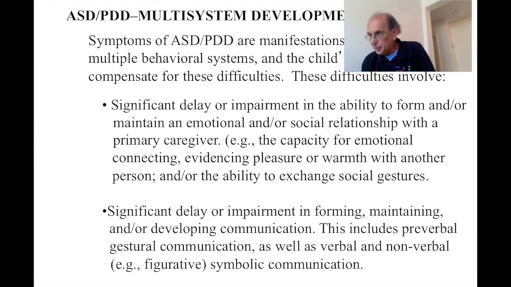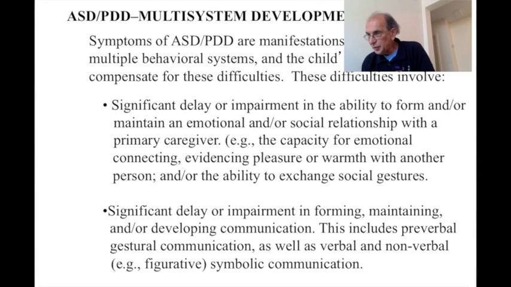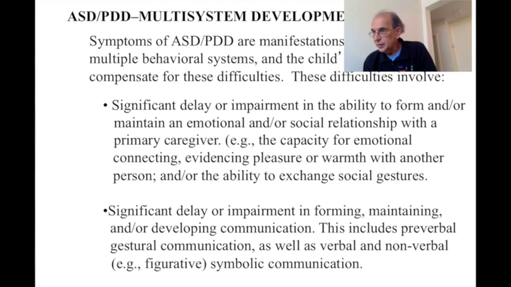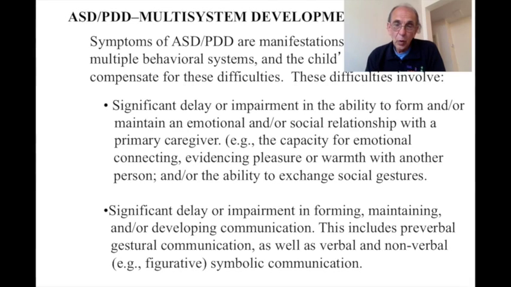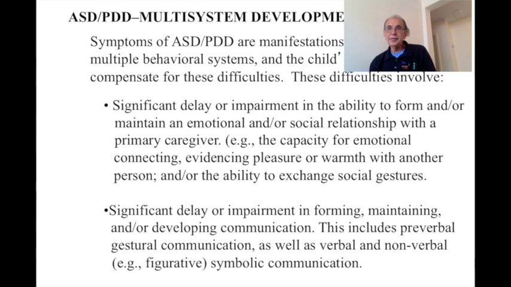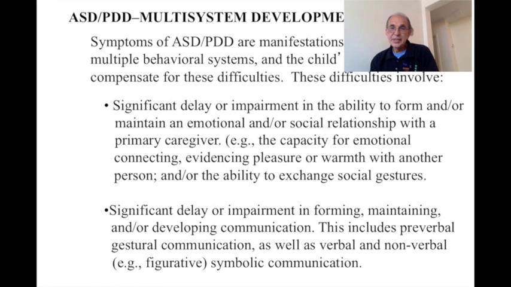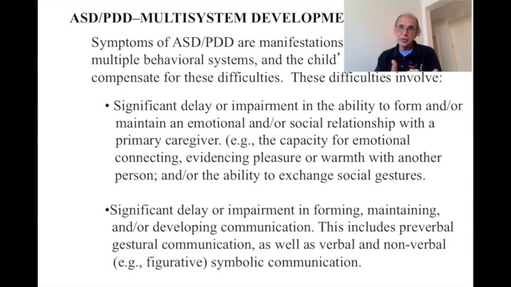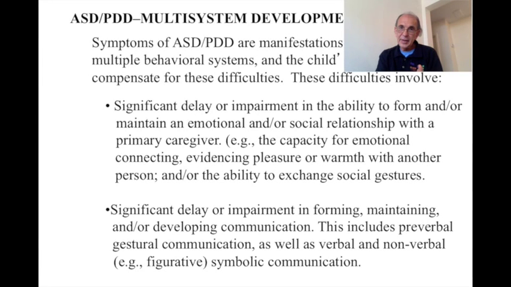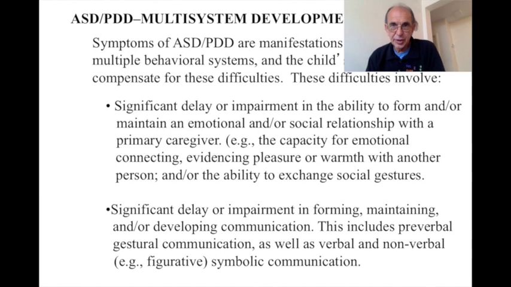This includes pre-verbal gestural communication, as well as verbal and nonverbal, that is figurative, symbolic communication. Bottom line, autistic spectrum disorder involves deficits in symbol formation and symbol construction. The disability intrinsically involves a language problem, and in addition to that, difficulty in general with symbolic functioning.